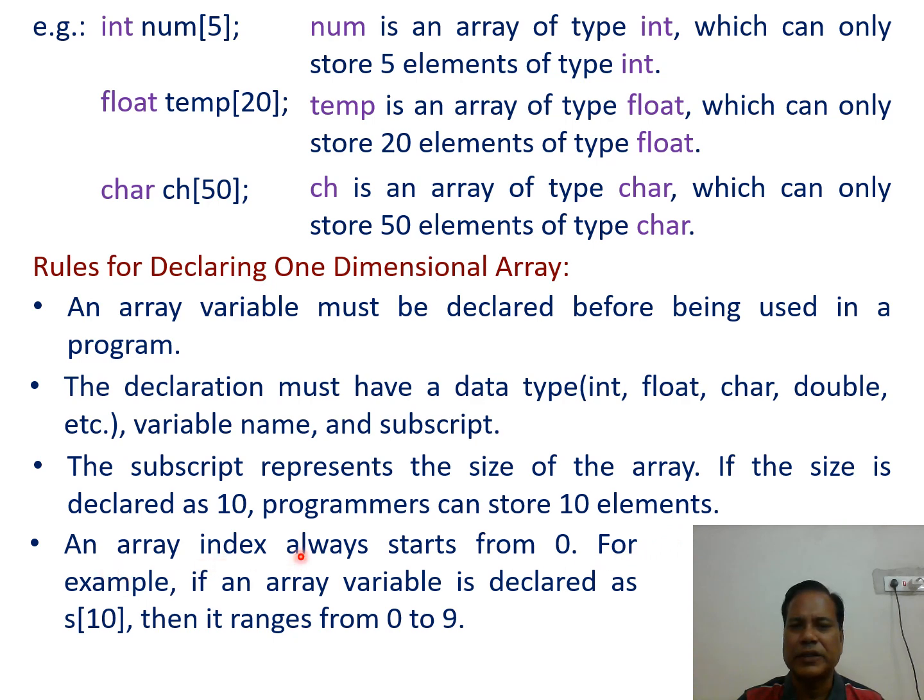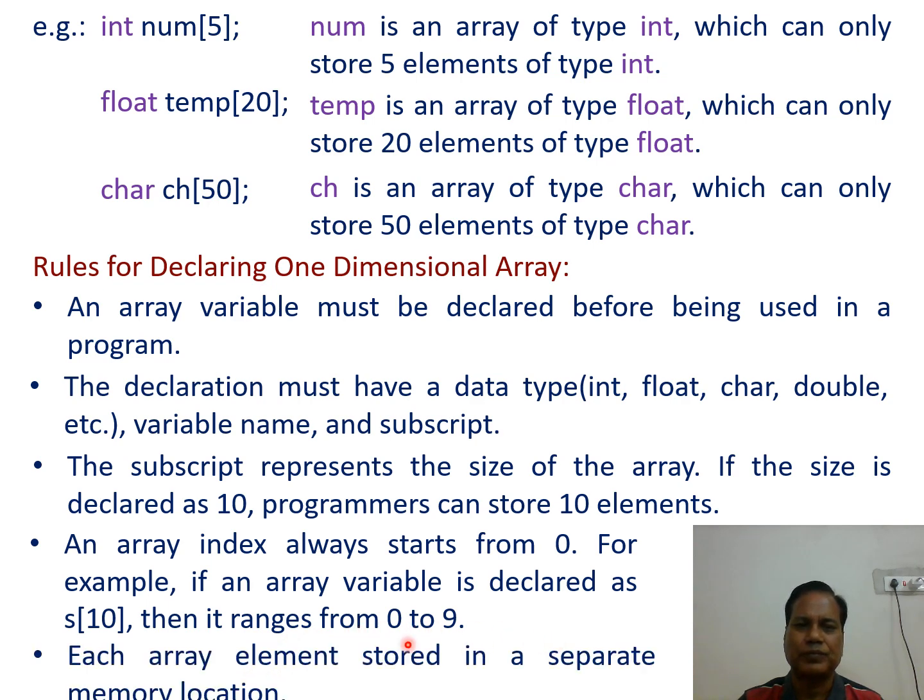And array index always starts from 0. For example, if an array variable is declared as s[10], then it ranges from 0 to 9. Each array element is stored in a separate memory location.